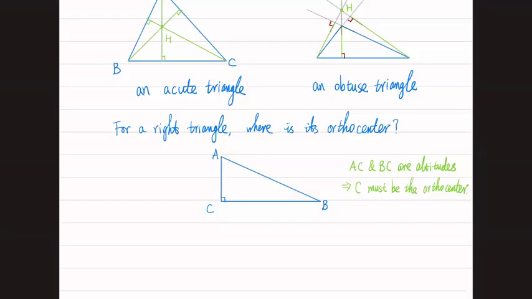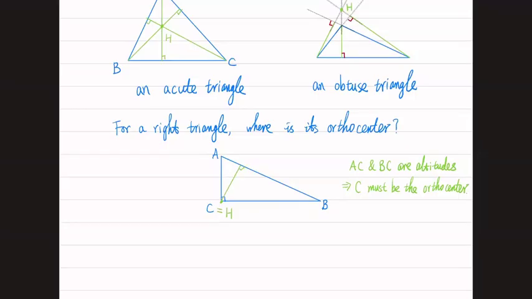In this case, C is also H. I have a question. Yes, Aaron. What about C to AB? Okay, so this altitude also goes through the point C, right? Mm-hmm. So C is the point of concurrency.